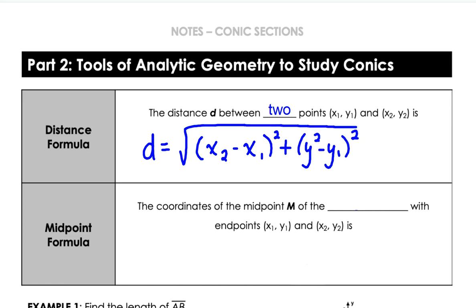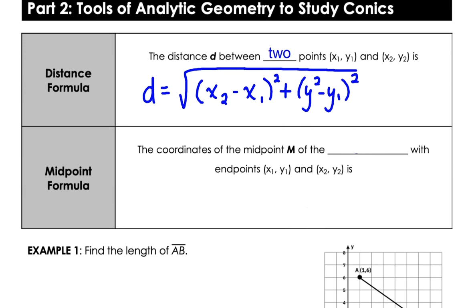So again, it's a variation on the Pythagorean theorem, a squared plus b squared equals c squared, just applying it to the coordinate plane now to find the distance between 2 points. All right, and then the other formula that we need to remember from analytic geometry is the midpoint formula.